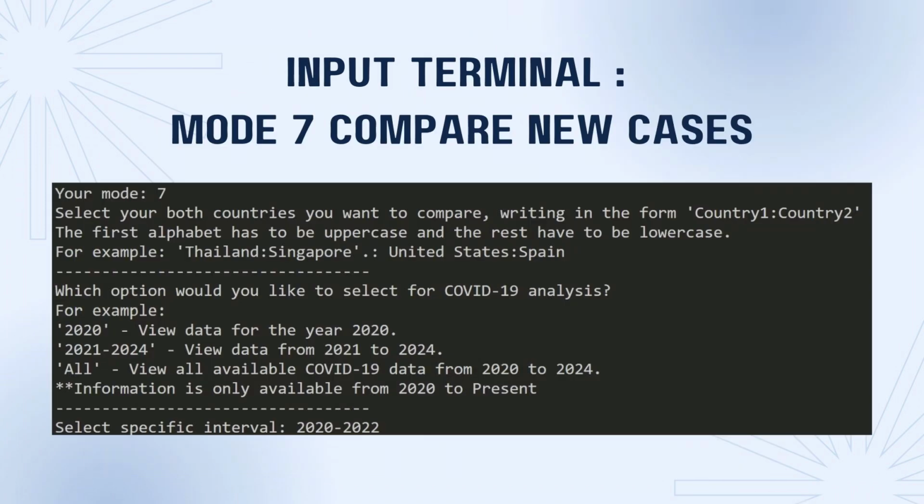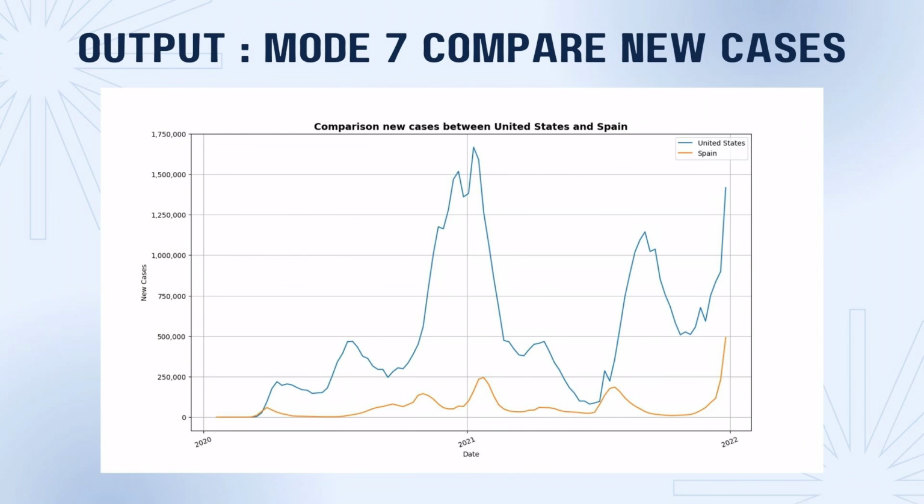The next mode is comparing new cases. The input in this mode is quite different from the others, as two countries are required in this case. In the example, we choose the United States and Spain, and we select the data from 2020 to 2022. And the result is the graph displaying both countries' new cases over time in the same graph. So the users can compare the graphs of both countries.